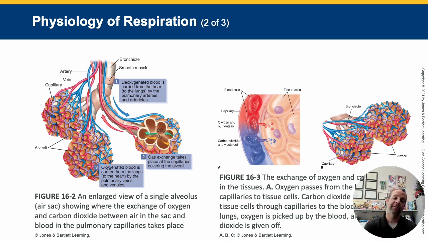Then we have figure 16-3, which expands on this by showing the full body application. In the tissues, oxygen is delivered from the bloodstream to the cells, okay? And that's while carbon dioxide is picked up to be carried back to the lungs. So this constant cycle of oxygen delivery and carbon dioxide removal is really what keeps our body in balance.